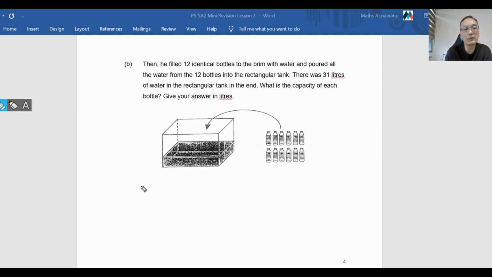Okay, so from part A, we know that the water left is 17,200. So let's underline the keywords to help us understand better. He filled the 12 bottles with the water that was left, which is this amount, and poured the water from the 12 bottles into the rectangular tank. There was 31 liters of water in the tank in the end. What's the capacity of each bottle?